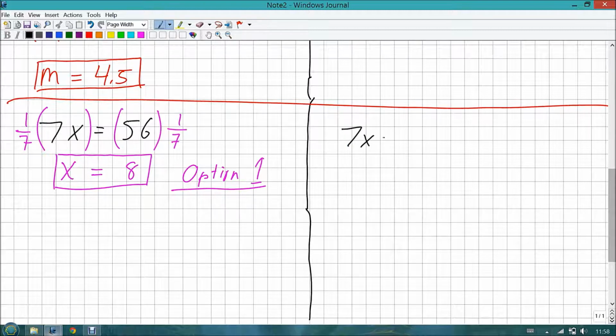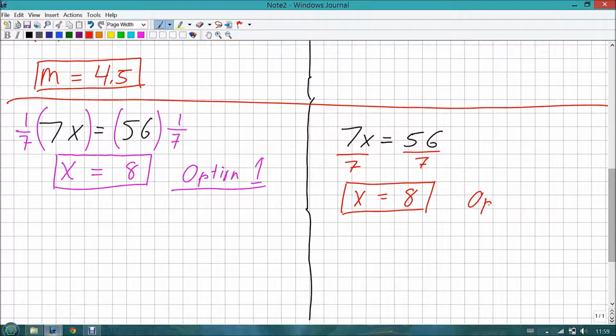Option 2 says we have 7x is equal to 56. But instead of multiplying by 1/7, we divide both sides by 7. 7 divided by 7 is 1. We're left with x. 56 divided by 7 is 8. Do both lead us to the same location? Well, yes. Yes, option 2 does work.